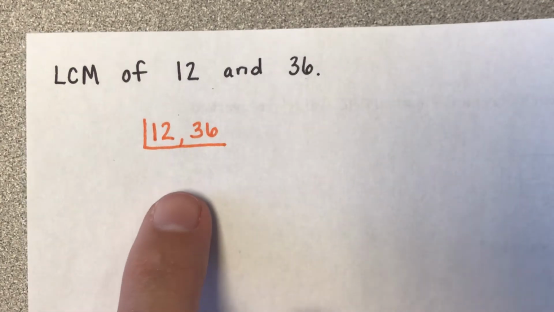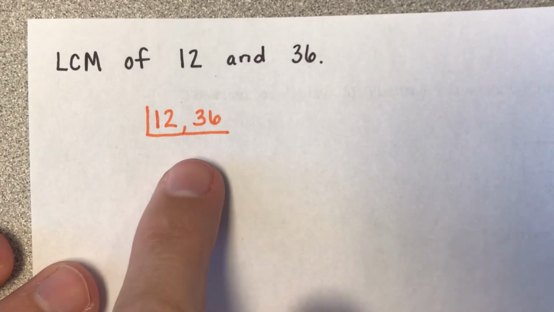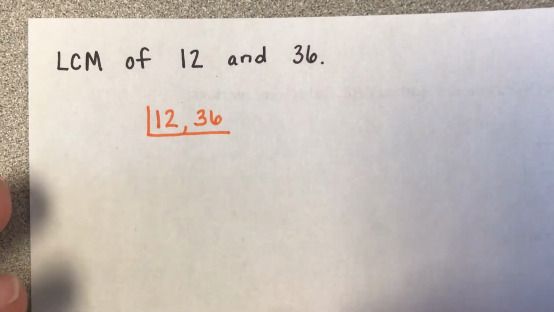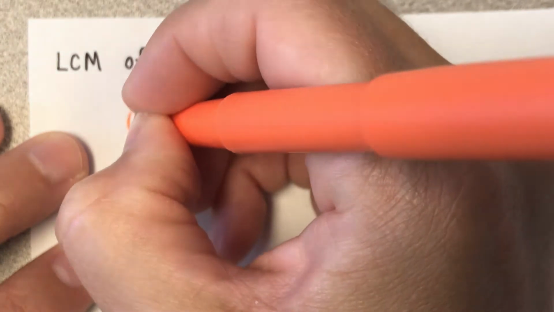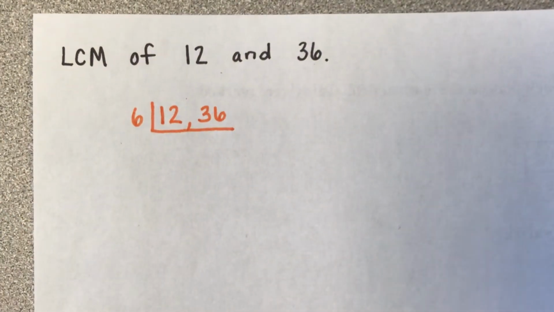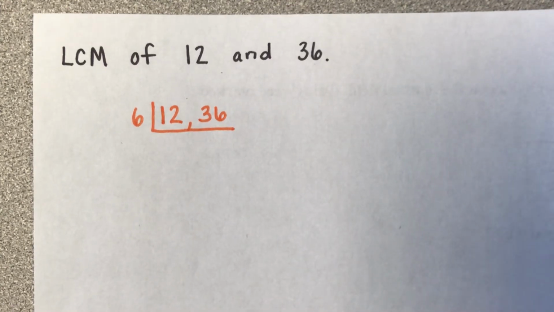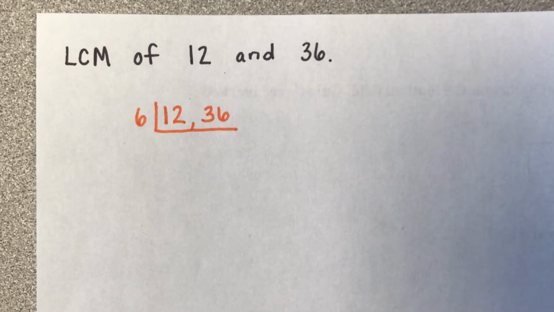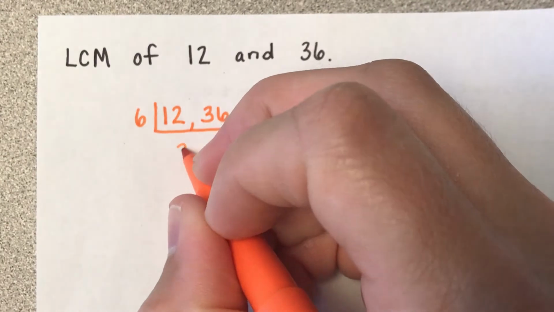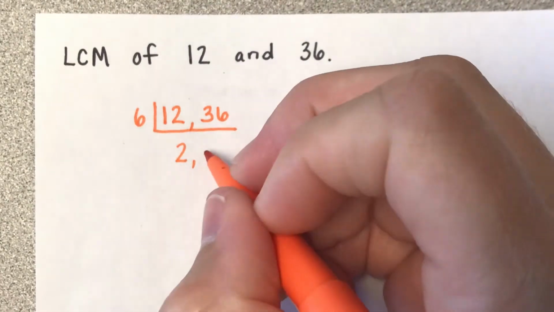So if we start with 12 and 36, the two numbers they gave us, we need to figure out the number that goes into both of these numbers. The first thing that comes to mind for me is 6. I could have picked 2, 4, or 3. There's lots of things I could have picked. It's just the first one that came to mind for me was 6. So 12 divided by 6 is 2, and 36 divided by 6 is 6.